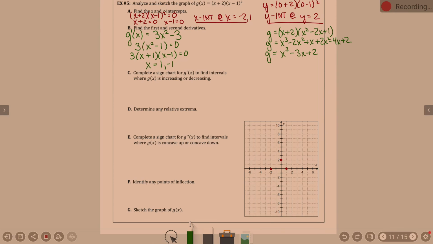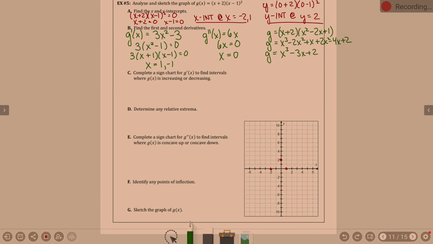Okay. Second derivative. The second derivative of 3x squared minus 3 is going to be 6x. If I set that equal to 0, we're going to have a second derivative critical point of x equals 0, correct? Okay.